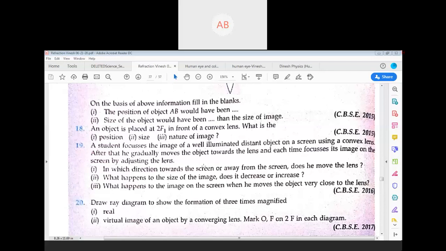And third, what kind of image is formed? Virtual image is formed, erect and highly enlarged. Only magnified. Okay, very good.